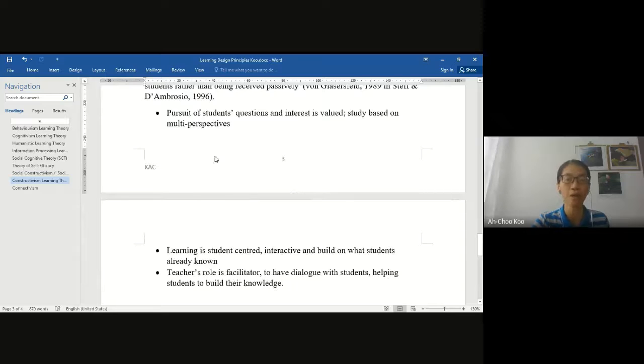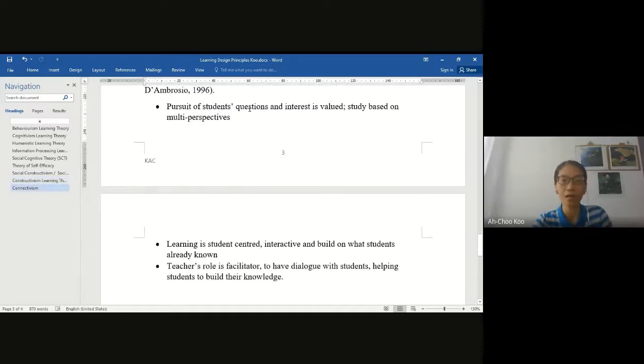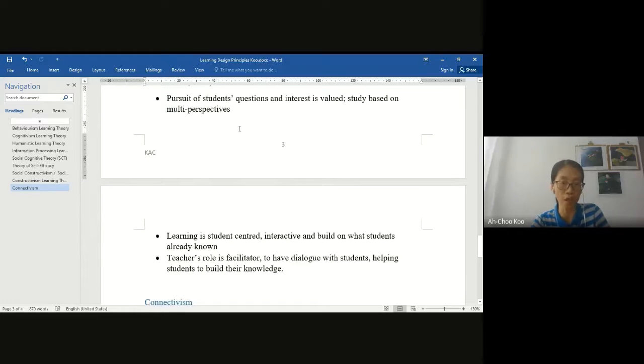For example, in a class, when we have this belief about learning, we pursue the student's questions, and interest is valued. Like Alham, you ask me questions, so I value those questions because we understand that you want to find out more about certain designs from a Malaysian perspective. You do not know why it has to be green, or maybe certain red color during Chinese New Year, you know, the decorative design in the shopping mall, for example. So you want to find out more. So sometimes you have those inquiries about certain things. Okay, so we have to value that. Study based on multiple perspectives. So in constructivism, we respect that.